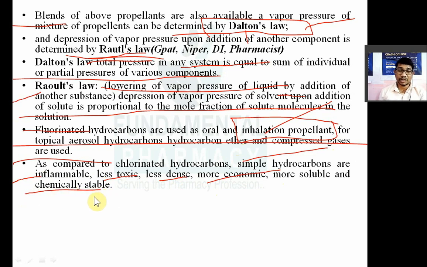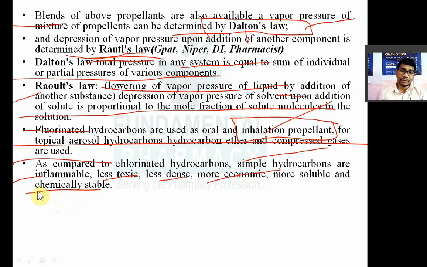Butane, if we take it, will catch fire quickly, right? So hydrocarbons are more inflammable as compared to chlorinated hydrocarbons, but they are less toxic than the chlorinated hydrocarbons. They are less dense, density is lower, more economic, cost effective, more soluble and having more chemical stability. So this is a comparison between these two.